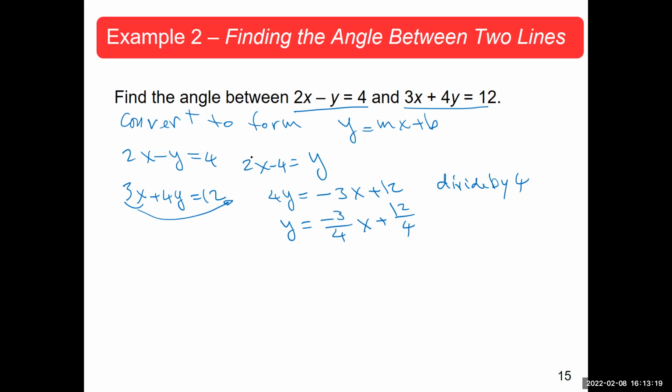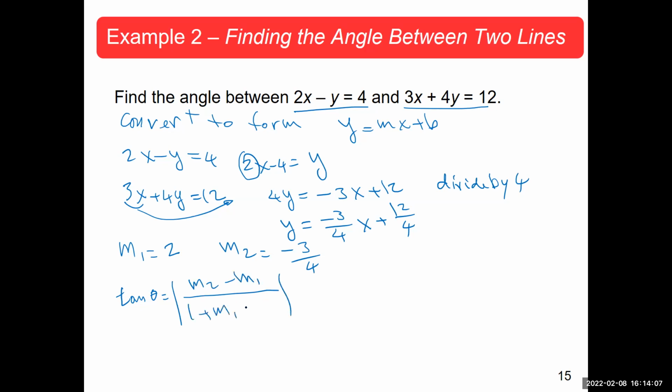Now, if I look at this equation here, m1 equals 2. m2 equals negative 3 over 4. Also, you can name either one m1 or m2. It's not going to make a difference in the answer because we're taking absolute value. However, the first one is m1, the second one is m2. Now, what is tangent theta equal to? Tangent theta equals the formula, absolute value of m2 minus m1 over 1 plus m1 m2.